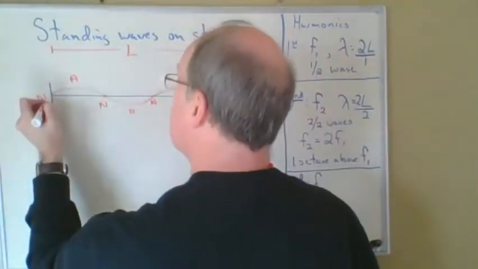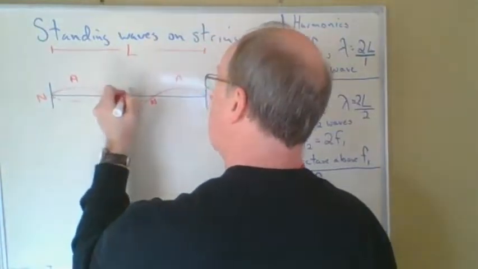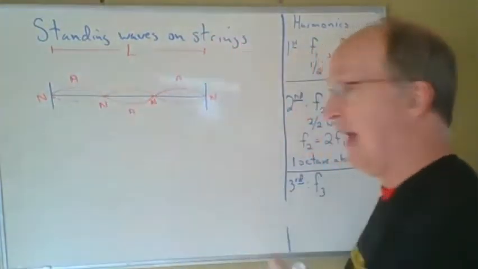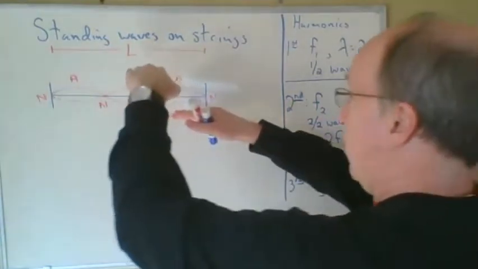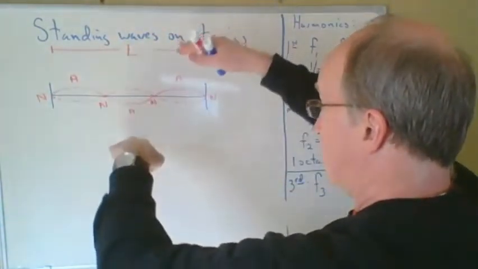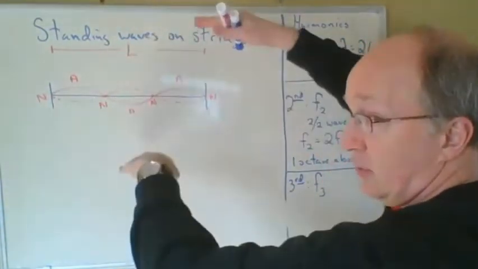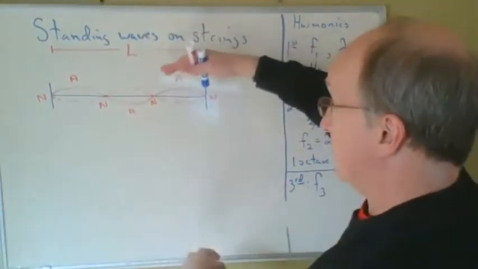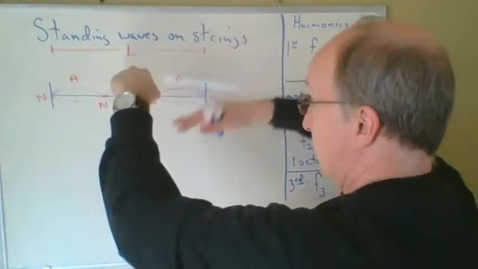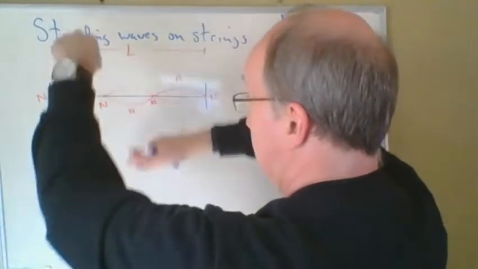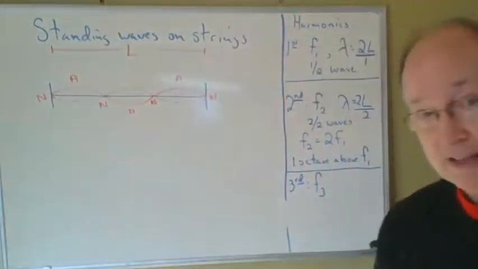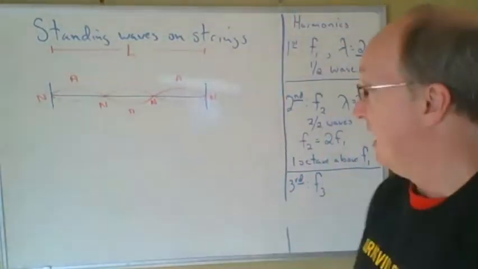So really, this string could also be vibrating the opposite of that. And the important point is that two antinodes that are next to each other are always opposite. So if this one's up, this one's down. If this one's up, this one's down. And then vice versa over here too. So that's how they vibrate. That's how they oscillate in a standing wave.